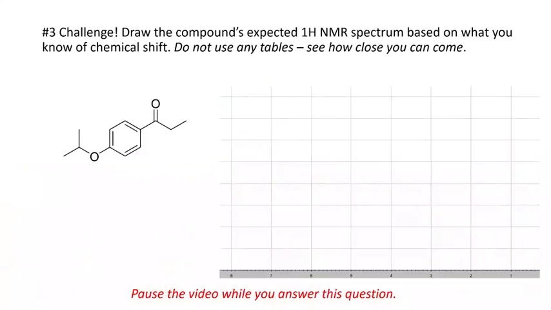Here we go. Number 3. Here's a challenge, as if that wasn't a challenge. Draw this compound's expected proton NMR spectrum based on what you know of chemical shift. Do not use any tables. See how close you can come. Pause the video, see what you can do, and I'll show you the spectrum.